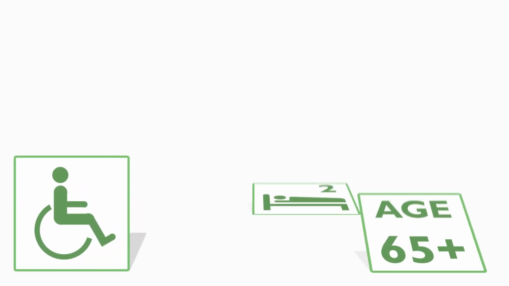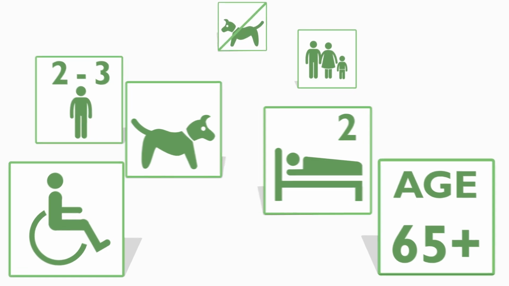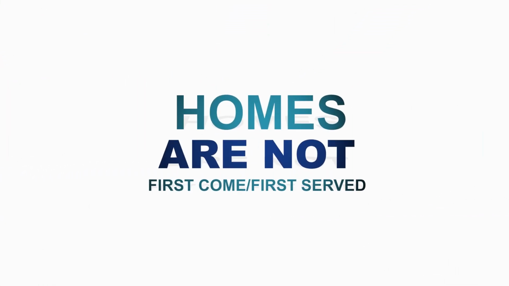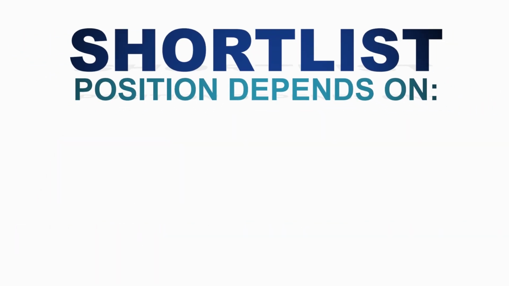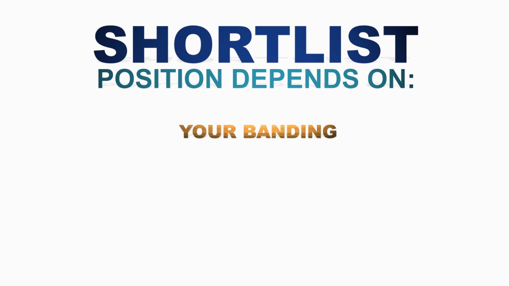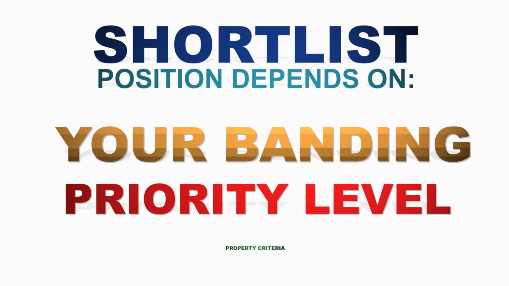When you find a home you like, look at the advert carefully, as there may be specific criteria you need to meet. Homes are not let on a first-come, first-served system. Instead, your position on the shortlist will depend on a number of factors, such as the waiting time in your band, priority level, and whether you meet the criteria advertised.